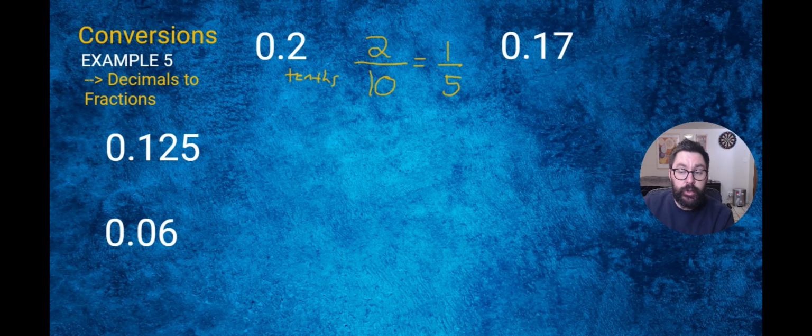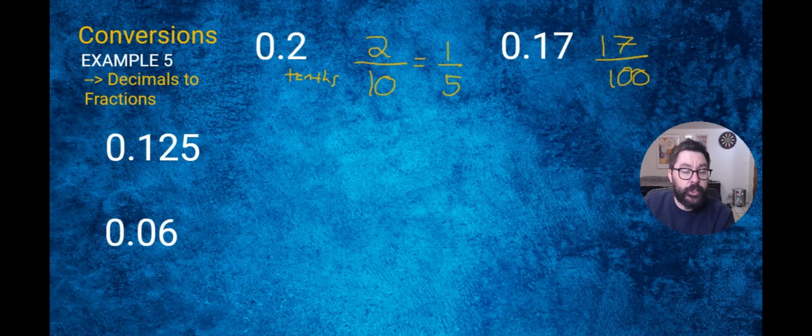If we look at this next one over here, we've got 17 hundredths. 17 hundredths. And so as a fraction, we have 17 hundredths. And that doesn't simplify, so that's it. Voila.